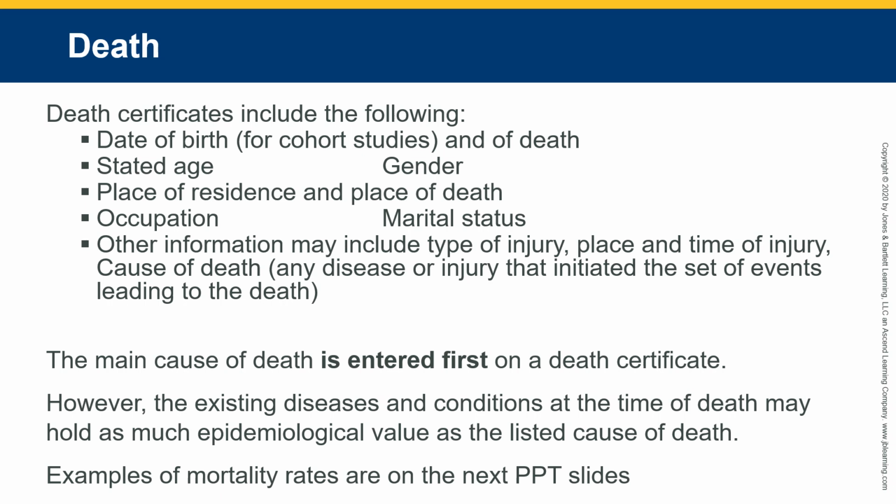Death certificates include the following: date of birth, age, gender, place of residence, occupation, marital status, and other information like injury, place, time, cause of death, if it was a disease or initiated by a set of events. The main cause of death is entered first, but there may be some existing conditions that contributed to it, and those will be listed as well.